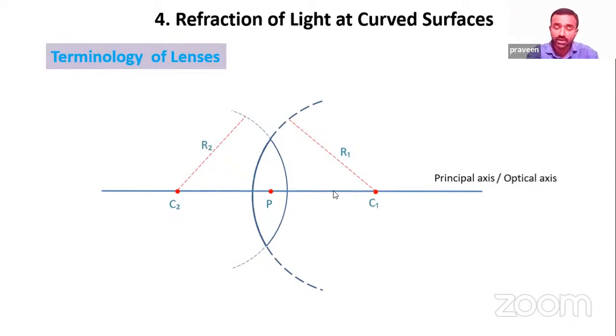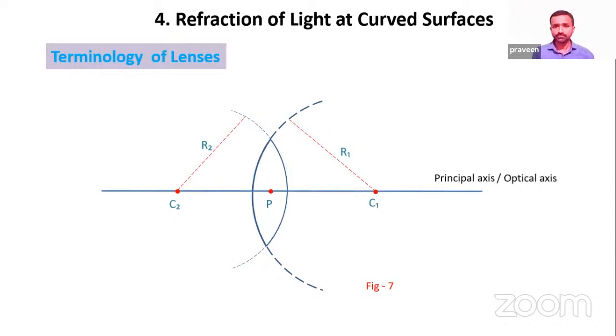So we got the terms related to the lens. What are they here? Pole, centers of curvature C1 and C2, principal axis or optical center, then radius of curvature R1 and radius of curvature R2. These are explained in figure number 7 in your textbook.